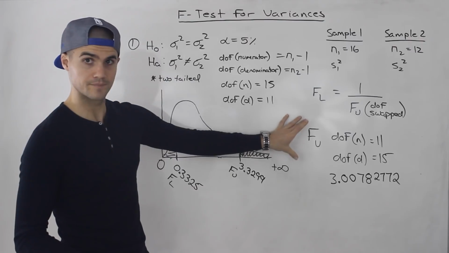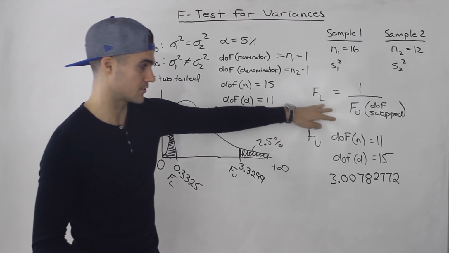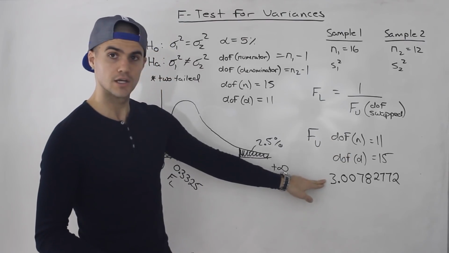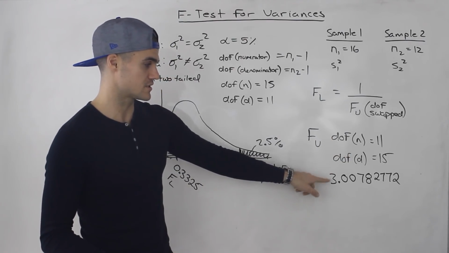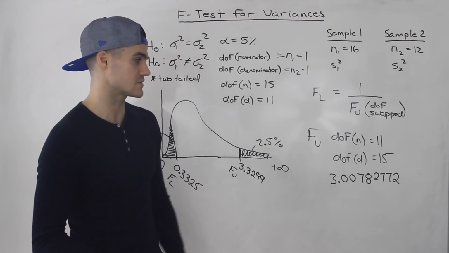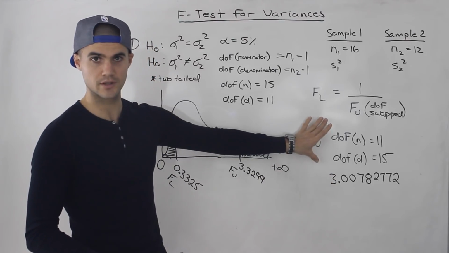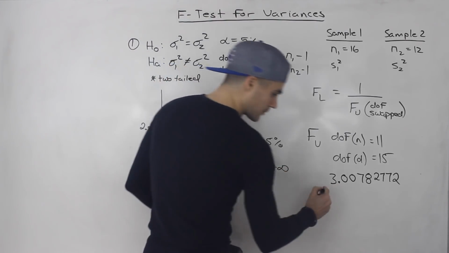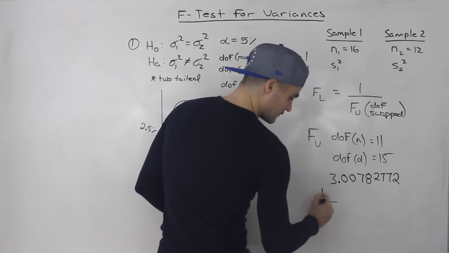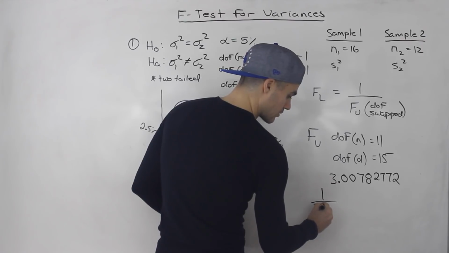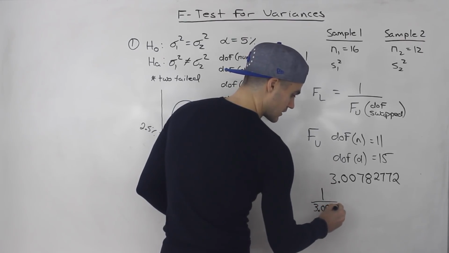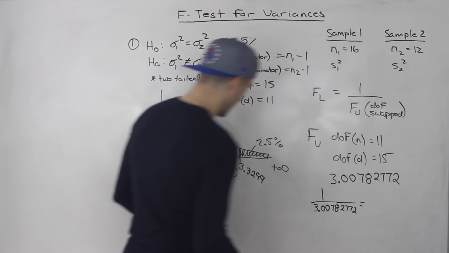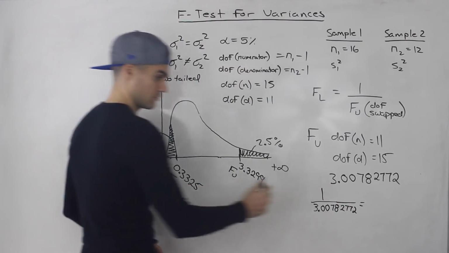And when you look up that upper critical value with the degrees of freedom of the numerator being 11, degrees of freedom of the denominator being 15, you would get this value, 3.007827772. You could also get it with the calculator. So you get that, and then you take 1 and divide it by that number. So 1 divided by 3.007827772. And that would give you this number, 0.3325.